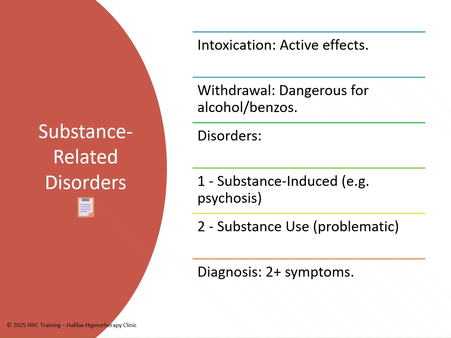Types of substance-related disorders. It's crucial to distinguish between two main categories of disorders related to substance use. Number 1. Substance-induced disorders. These are conditions directly caused by the substance itself. The substance can induce other mental health conditions, such as mood disorders like mania or depression, anxiety disorders, problems with sleep or sexual function, and psychosis, which is a loss of contact with reality involving hallucinations or paranoia.